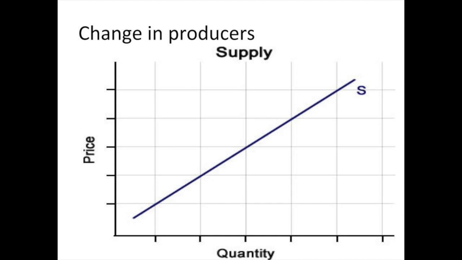The next shifter we will look at is the number of producers. This one is easy. As more producers enter the market, the amount of supply is going to increase because there are going to be more people making the product. Clearly, the market for that product is good. Businesses see the opportunity to make money. As a result, they enter into the market. The supply of that product shifts to the right.